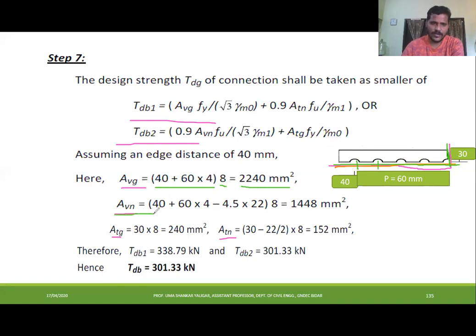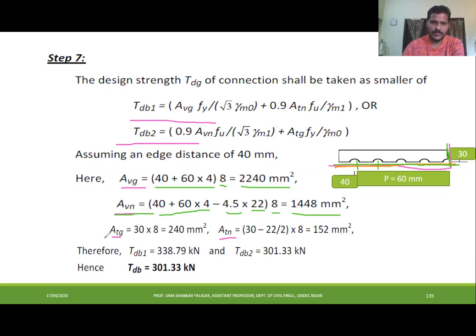But if you want the net area due to the shear plane, the same length you will have, but the only thing is you need to subtract the bolt holes. How many bolt holes are there? 1, 2, 3, 4, and a half. Which means 40 plus 60 into 4 minus 4 and a half holes. The hole diameter is 22 mm. Hence, holes multiplied by the thickness of the angle section. It is 11448 mm square.